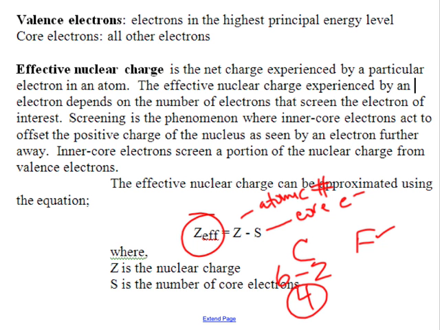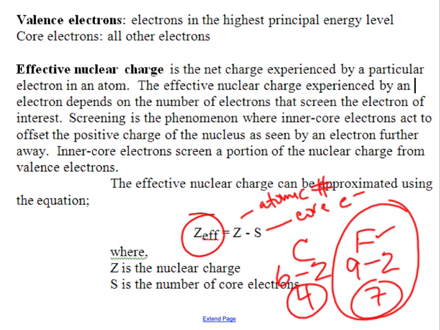What's fluorine's atomic number? 9. How many core electrons in fluorine? 2. So what is its Z effective? 7. Fluorine has a stronger effective nuclear charge. Therefore, it is smaller. Okay? You can only do this when you're comparing elements on the same energy level. Okay? Because when we get to, let's do rubidium and let's do sodium.